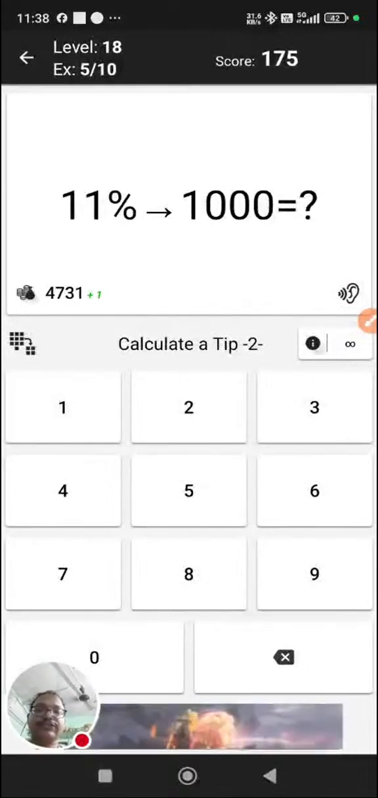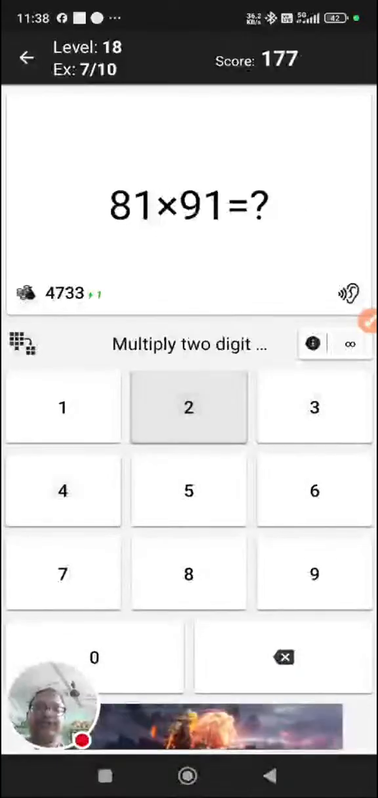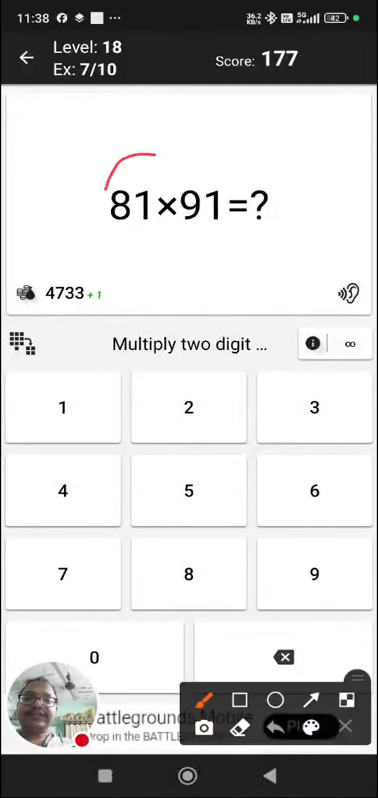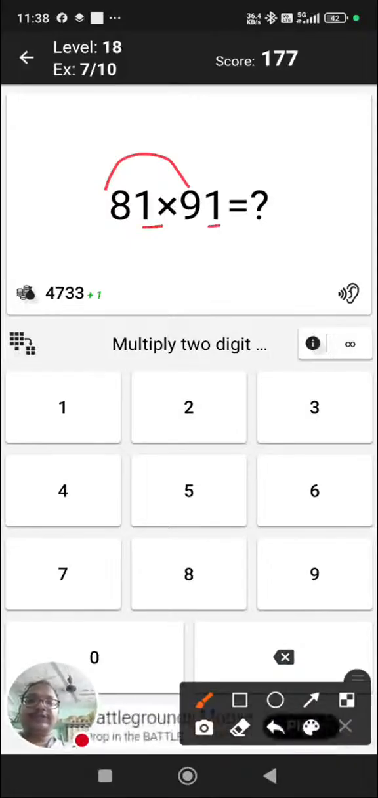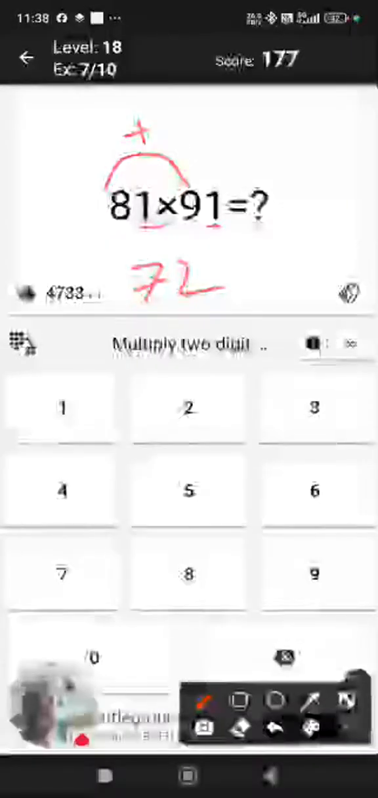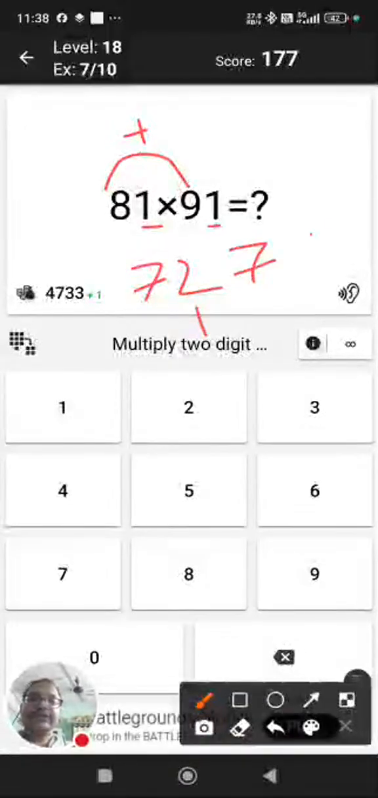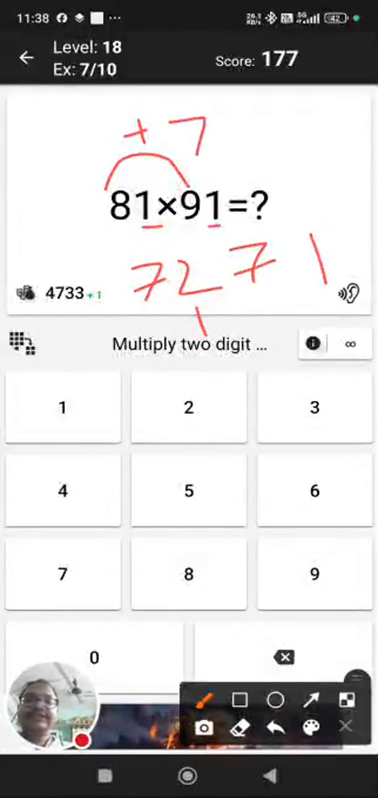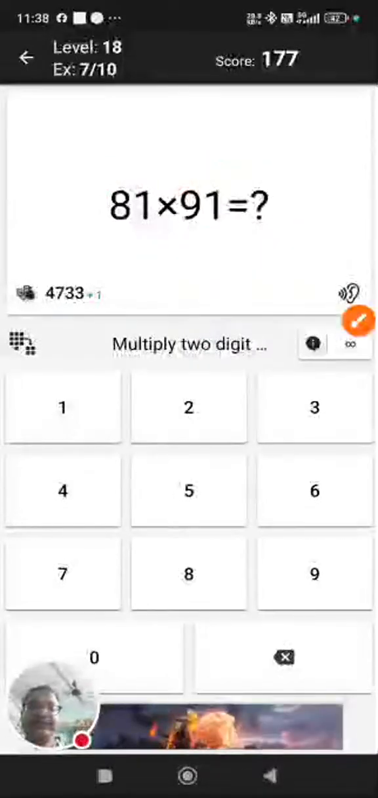11% of 1000 which will be 110. This will be 34 and 2. Here we see 8 into 9. Unit digit is 1. So we do 8 into 9 times which will be 72. And the sum of these two 8 plus 9 which will be 17. So 1 here, 7 here, and unit digit is 1. So answer we get is 7371.